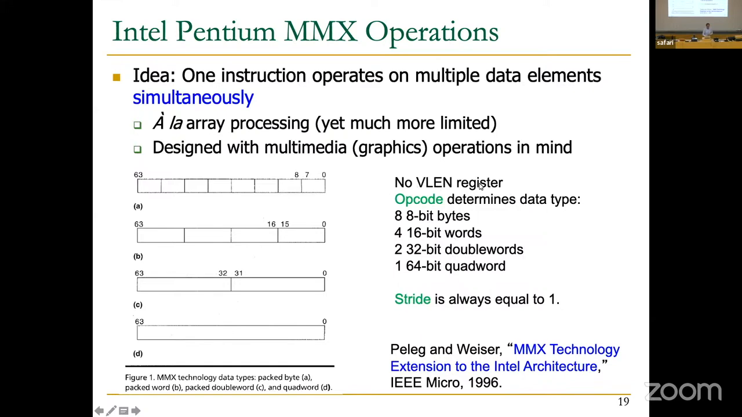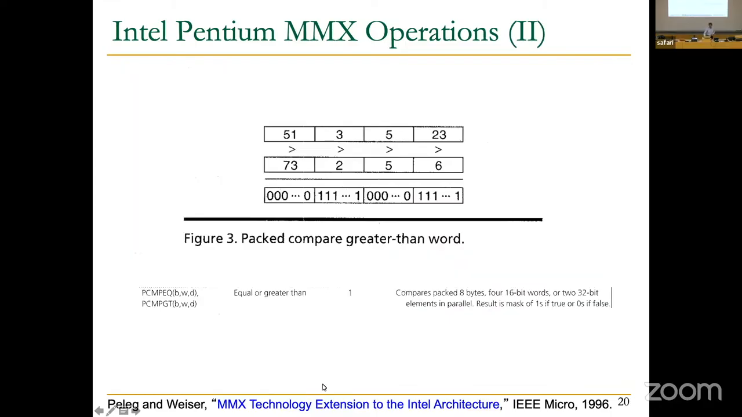There's no vector length register. The opcode is different for each of these instructions. An opcode determines the data type, whether you're operating on 8 8-bit bytes, 4 16-bit words, 2 32-bit double words in Intel terminology, or 1 64-bit quad word. And if you're doing a load, etc., stride is always equal to 1. These are basically consecutive. Does this make sense? Hopefully it's simple, right? And the operations are very similar to vector instructions. So these are the instructions that you can see.